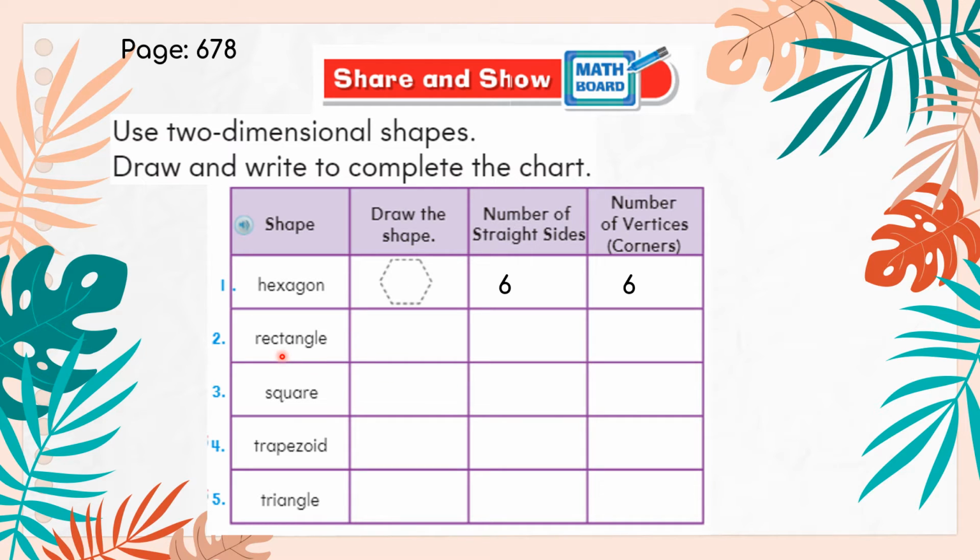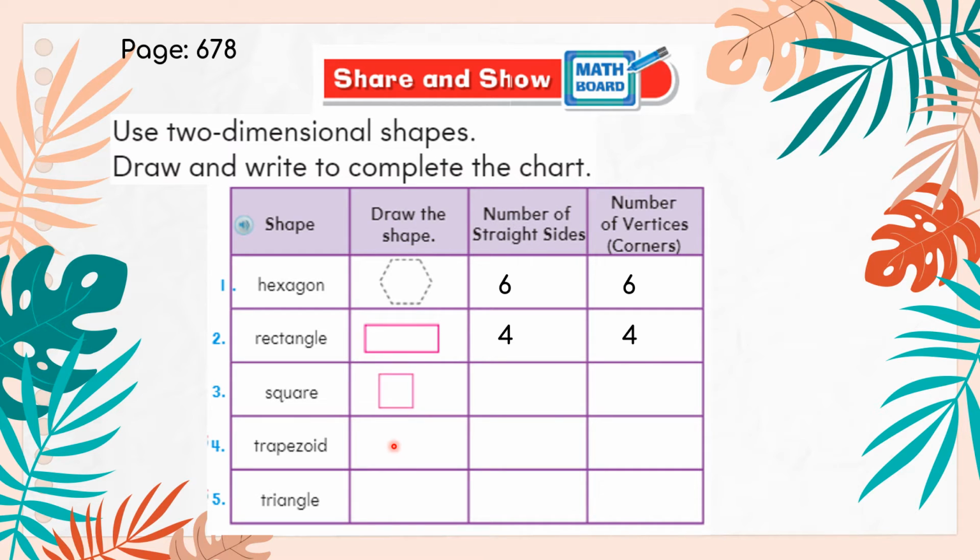Let's draw a rectangle. I'm sure you all know how to draw a rectangle. A rectangle looks like this. Now let's count the number of straight sides for the rectangle. It's 1, 2, 3, 4. So we have 4 straight sides for a rectangle. Now how many vertices does a rectangle have? Let's count. It's 1, 2, 3 and 4. So a rectangle has 4 vertices.